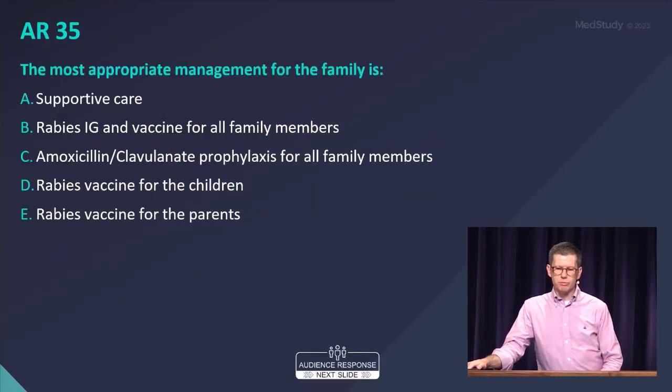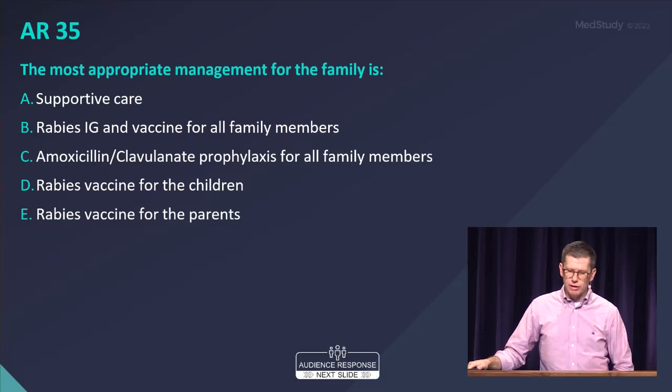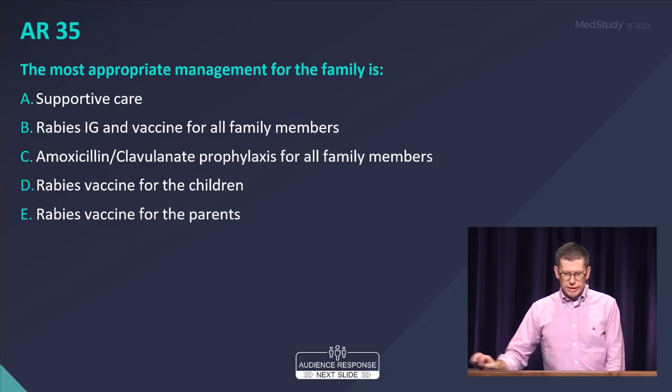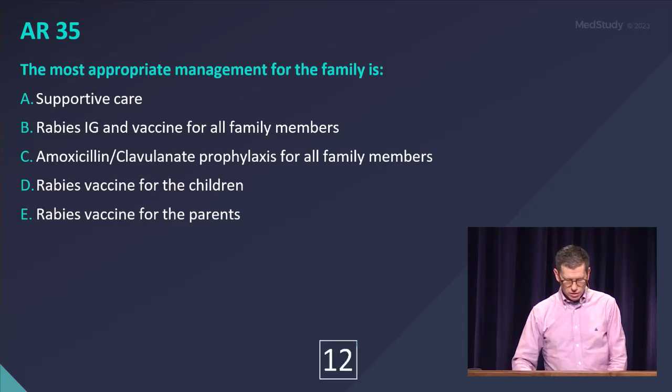The most appropriate management for the family is A, supportive care, B, rabies immune globulin and vaccine for all family members, C, amoxiclav prophylaxis for all family members, D, rabies vaccine for the children, or E, rabies vaccine for the parents.